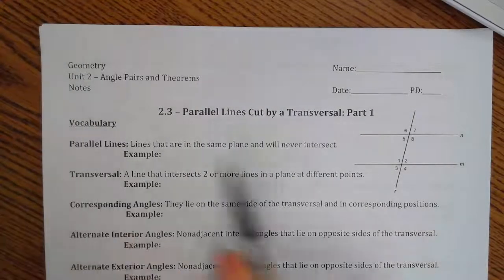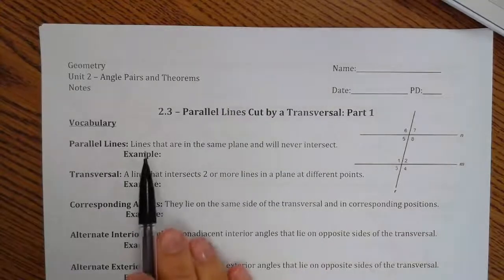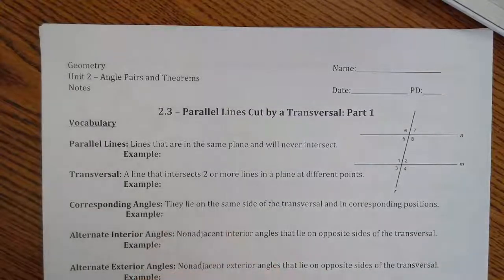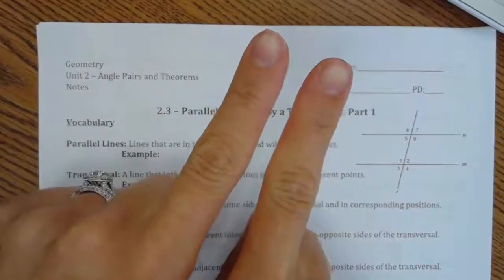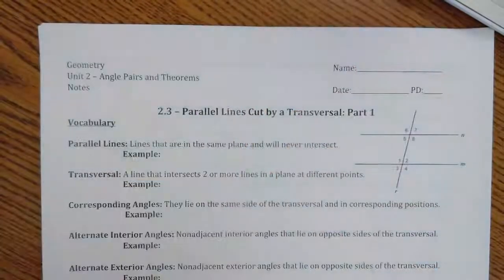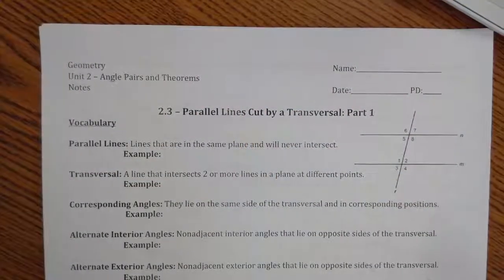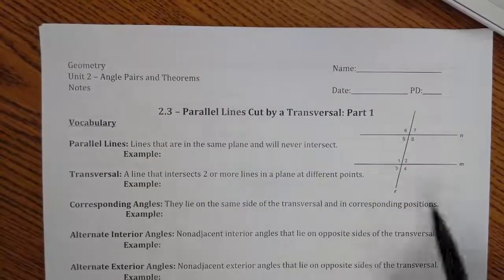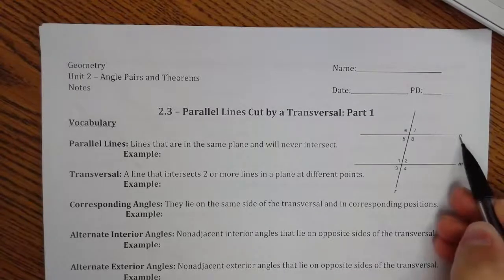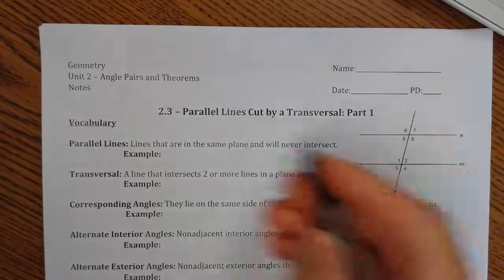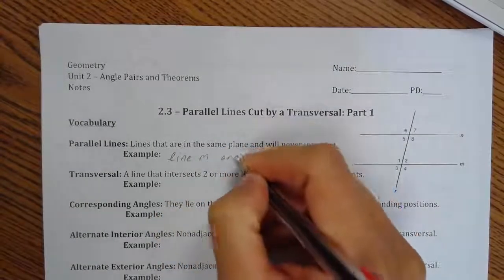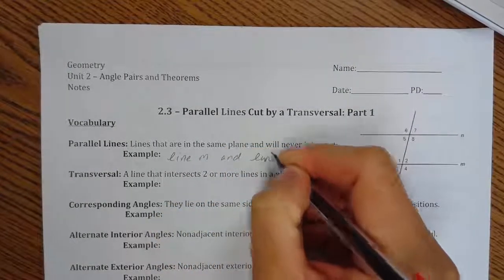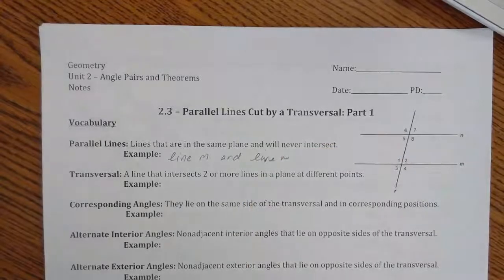So parallel lines, you probably already know what these are, but parallel lines are lines that are in the same plane and they will never intersect. So if I took my two fingers, right, and I put those side by side, those would be considered parallel lines. So we're going to go ahead and pick out a set of parallel lines from our example. Line N and line M. Line M and line N are parallel lines.